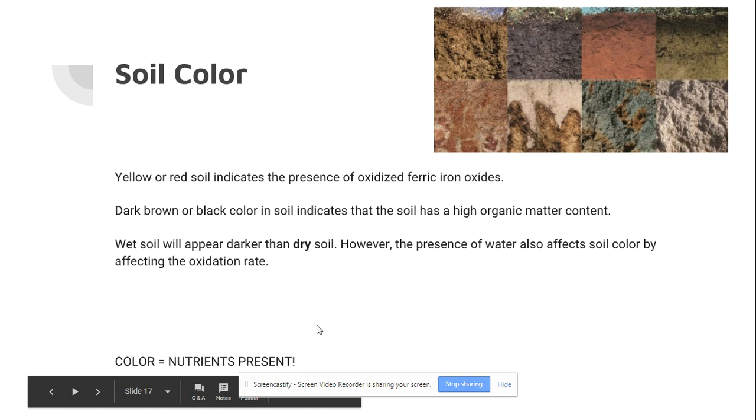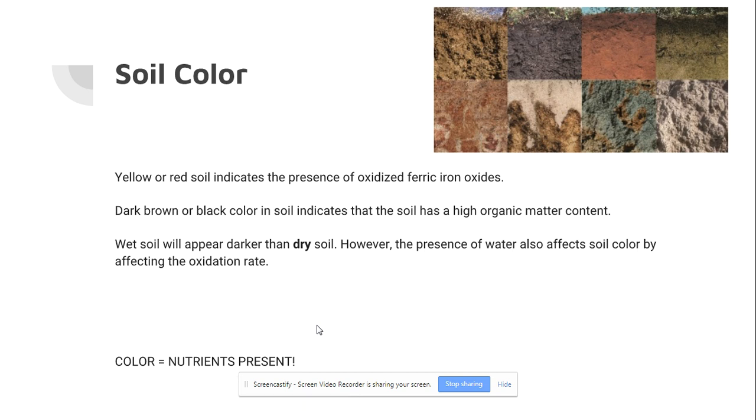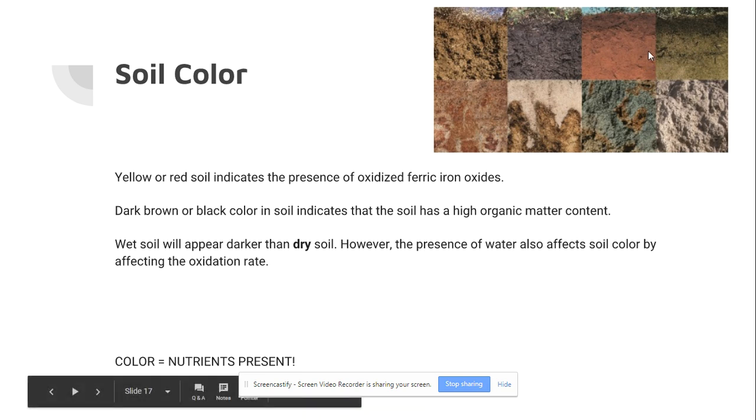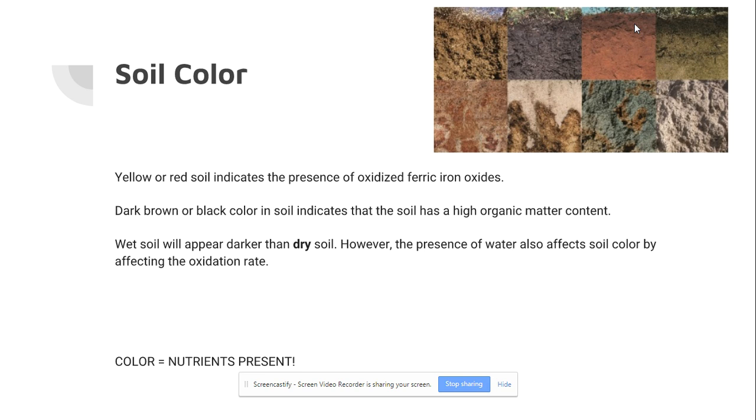Wet soil always appears darker than dry soil, but the presence of water also can cause a higher oxidation or rust rate. So believe it or not, if a certain soil does get wet, like clay, it actually increases the ability for that iron oxide to happen, which can cause it to turn red, like this.